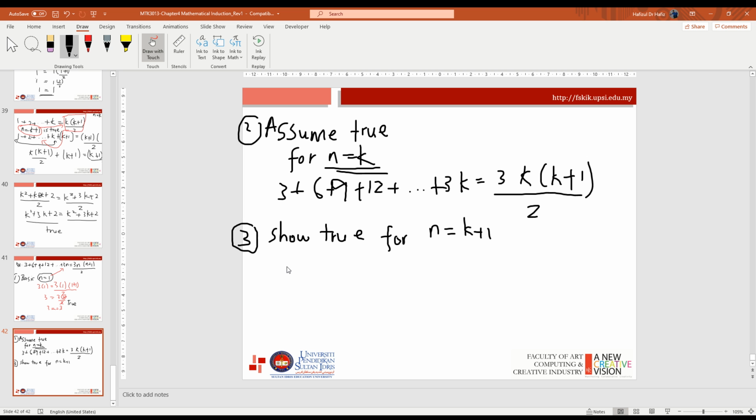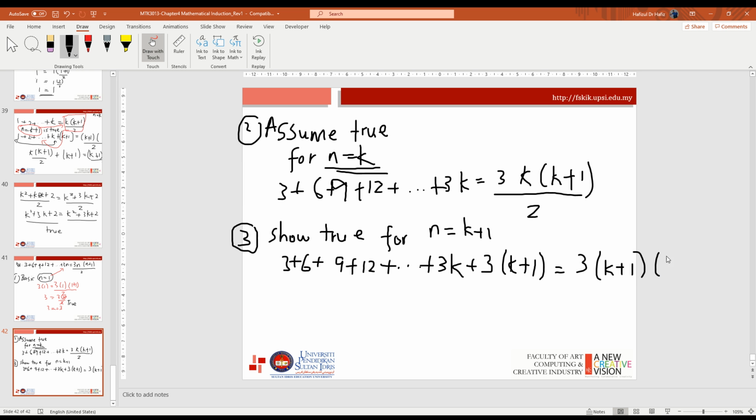Okay, so yang kat sini kita akan dapati 3 plus 6 plus 9 plus 12 plus dot dot dot plus 3k plus 3(k plus 1), is equivalent to 3(k plus 1)((k plus 1) plus 1) divided by 2.